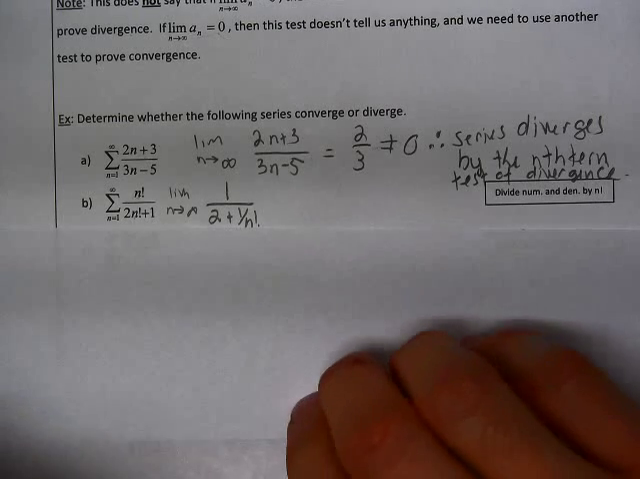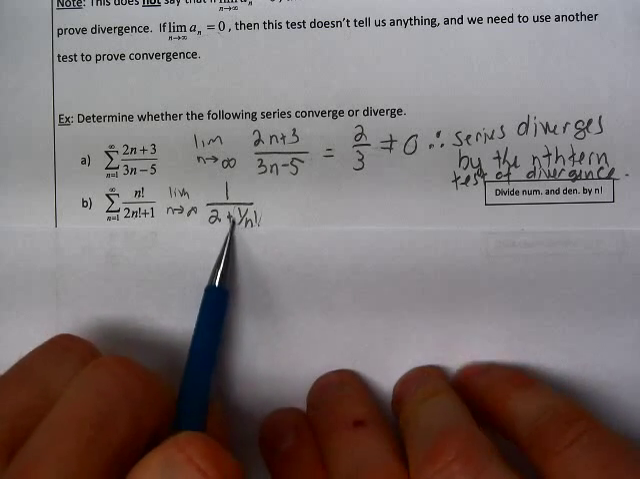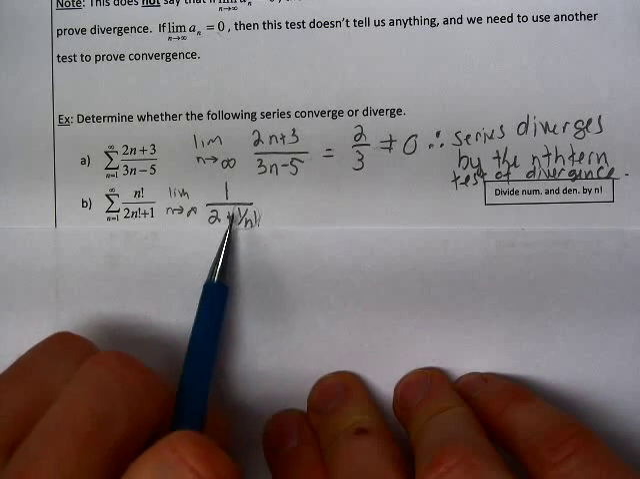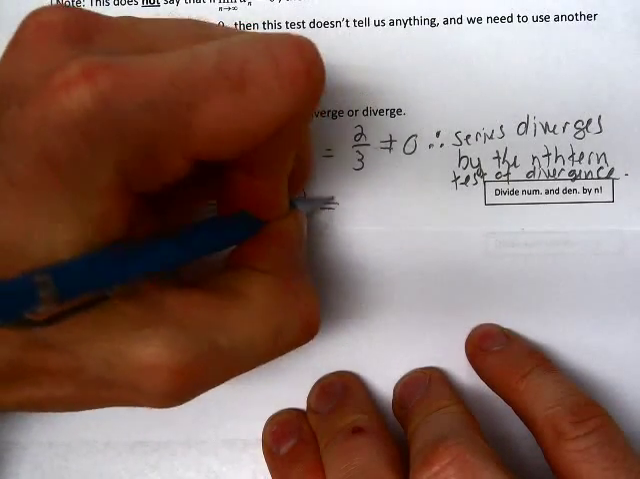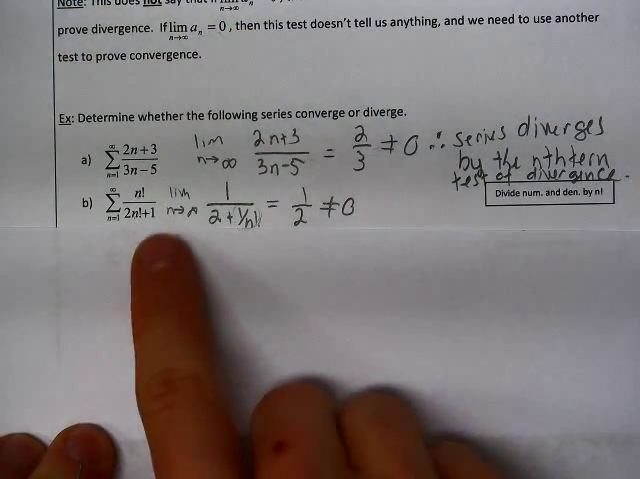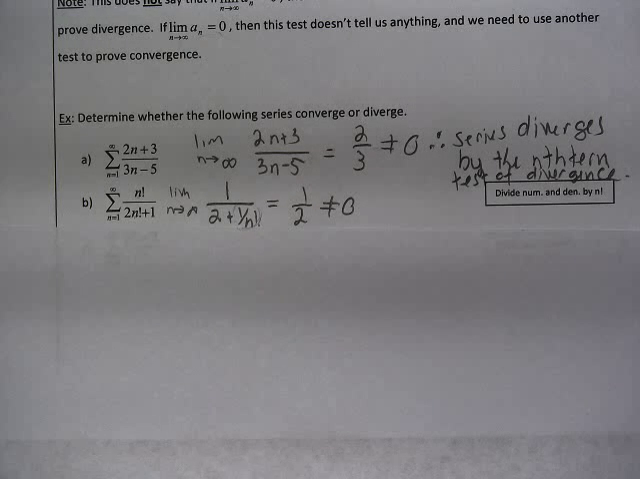And then when I look at that limit, I can see that this fraction here is going to approach 0. So the overall limit is going to be 1/2, which does not equal 0. Therefore, this series diverges by the nth term test for divergence.